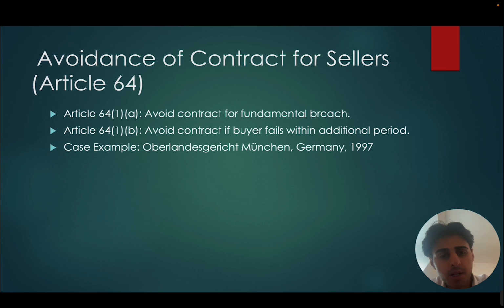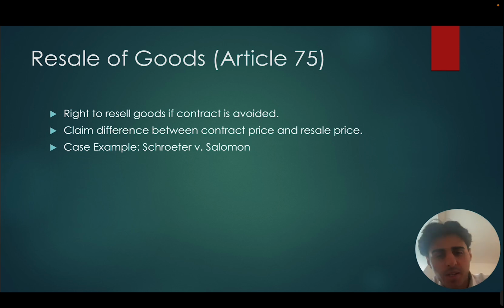Another example would be the Oberlandesgericht in München, Germany, 1997, where the seller declared the contract avoided due to the buyer's failure to pay within the additional fixed period by the seller. So now looking at the resale of goods, Article 75. Article 75 provides sellers with the right to resell the goods if the contract is avoided and to claim the differences between the contract price and the resale price.